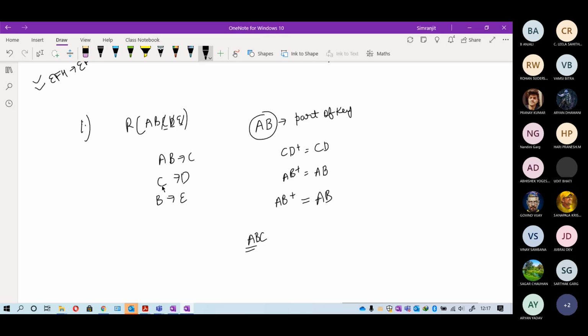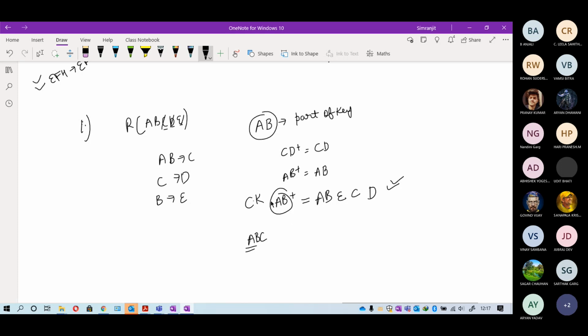AB plus will be AB. Then you will get E from here. And from AB, you also get C from here, and then you get D from here. So it is able to extract all the attributes of the table. Now AB becomes your candidate key. There will be no other candidate key in the table because AB has to be part of the key, since it is not extractable. The only way it can be extracted is when it is part of the key.